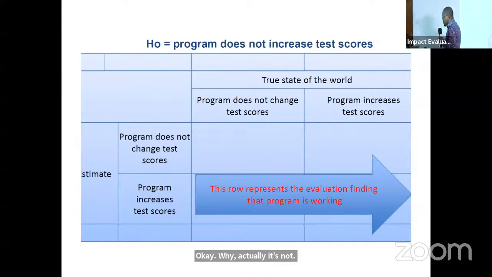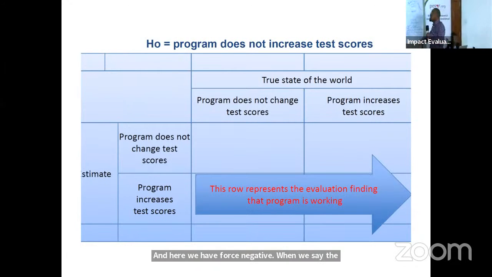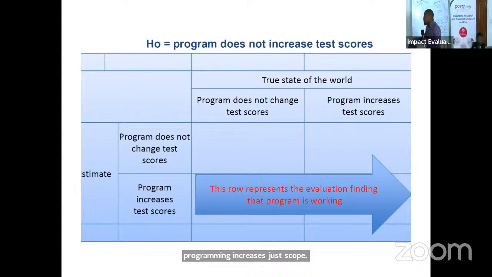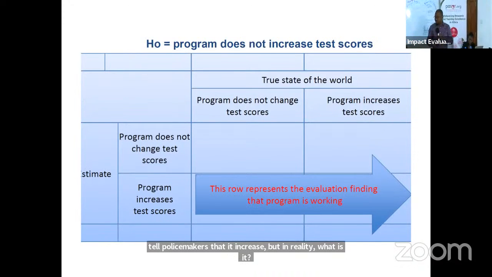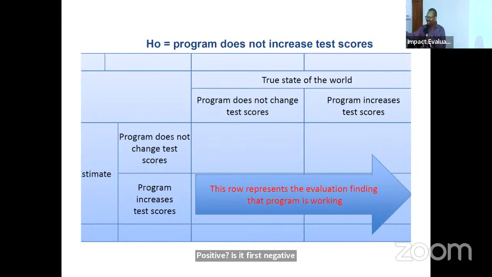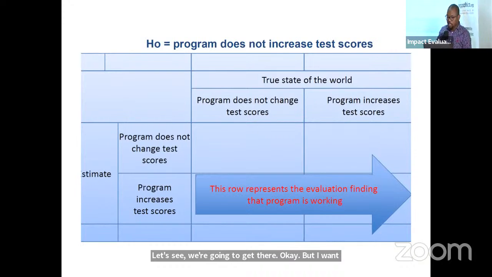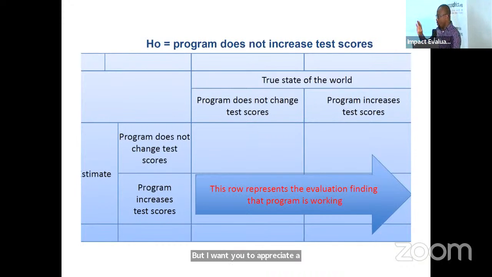When we conclude, here we have false negative. When we say the program increases test score, we tell policymakers that it increases, but in reality, what? Is it false positive? Is it false negative now? Let's see, we're going to get there. But I want you to appreciate what I'm trying to say. Does it make sense? Okay, so let's see.